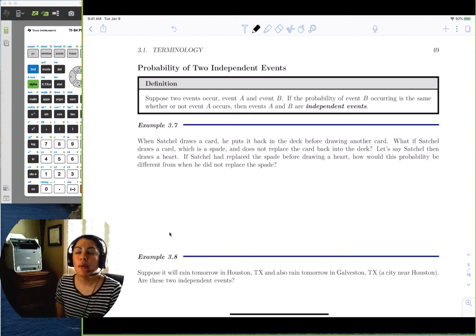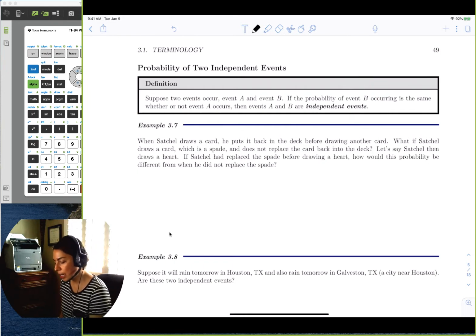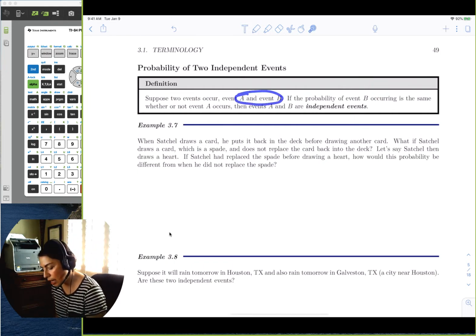Okay, so now we're going to discuss the probability of two independent events. Mutually exclusive, or in other words, disjoint events, is different than independent events, and we just want to make sure that we understand these differences. So suppose two events occur, A and B, and if the probability of event B occurring is the same whether or not A occurs, then A and B are independent.